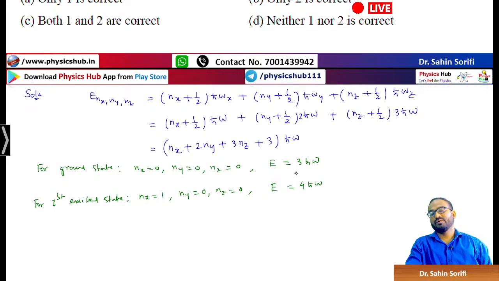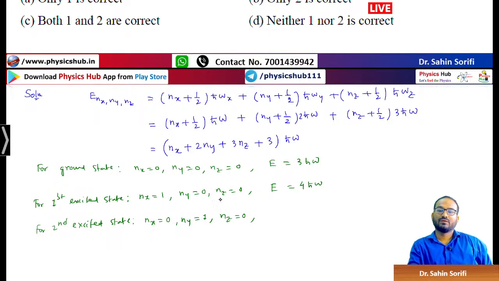You know, it will be an integer, so obviously we expect 4 h cut omega after 3 h cut omega. Okay, 1 0 0. But if you think 0 1 0 will be the first excited state, then you are wrong. 0 1 0 will not be the first excited state, that will be the second excited state, because the energy is getting changed and it is getting higher. So it will go to the second excited state. For the second excited state, you can choose Nx equals 0, Ny equals 1, Nz equals 0. What if you choose Nz equals 1? Then it will not be the second excited state, it will go to some other excited state.